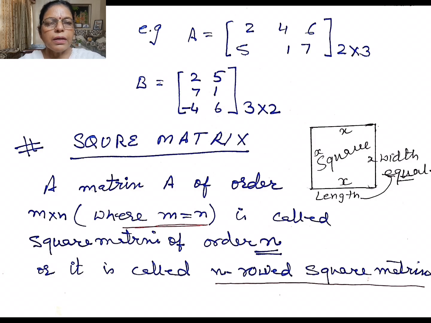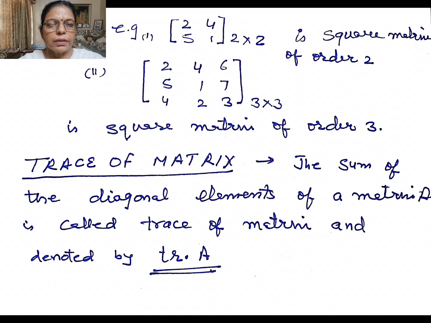Now for example, [2, 4; 5, 1] has 2 rows and 2 columns, so it is a 2 by 2 matrix. In other words, we say it is a square matrix of the order 2. Second example, [2, 4, 6; 5, 1, 7; 4, 2, 3] is a 3 by 3 matrix. That is called a square matrix of the order 3.